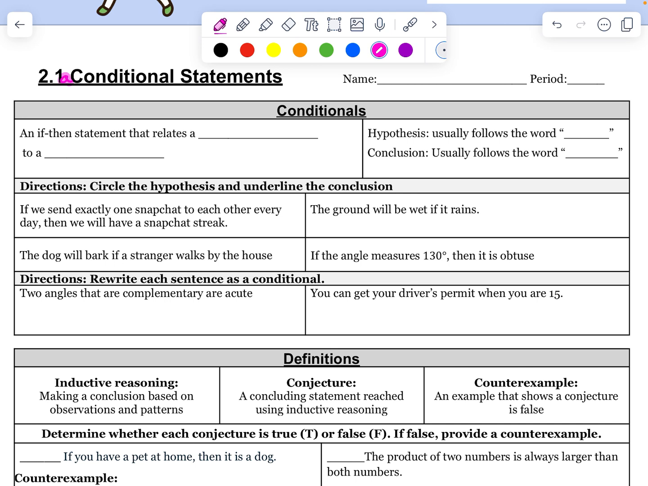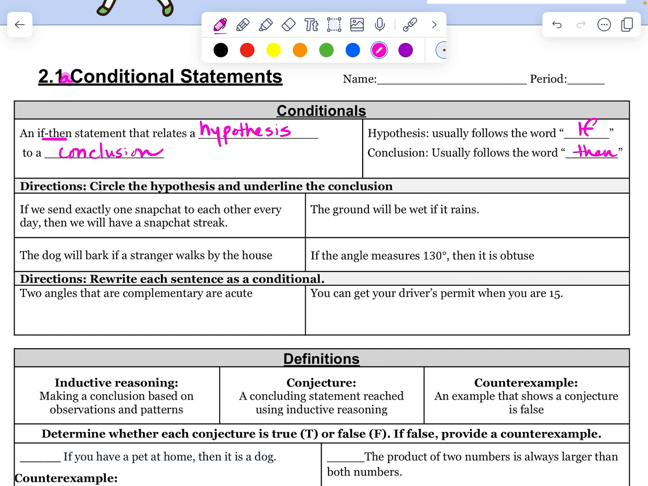It's what happens. It is an if-then statement that relates a hypothesis to a conclusion. So the hypothesis usually comes first. It usually follows the word if. So a clean room, all your chores being done. Those were all the hypothesis. And then the conclusion usually follows then. You can go to the football game. You can go out with friends, is the thing that happens after, right? It's almost like a cause and effect sort of thing.